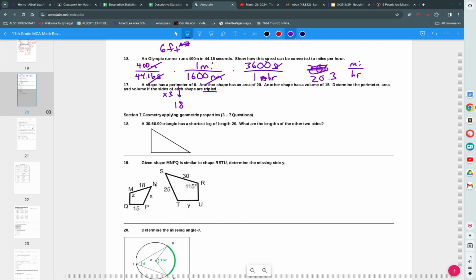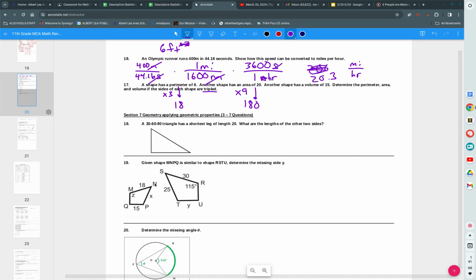The next one, the shape has an area of 20. What dimension is area? 2. So therefore, we're not going to multiply by 3. We're going to multiply by 3 squared, which is 9. Okay, 3 squared, so we get 180.